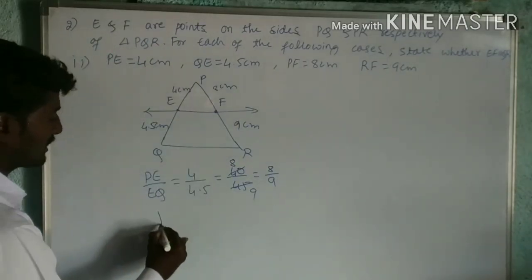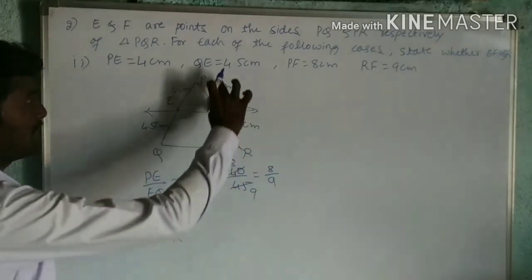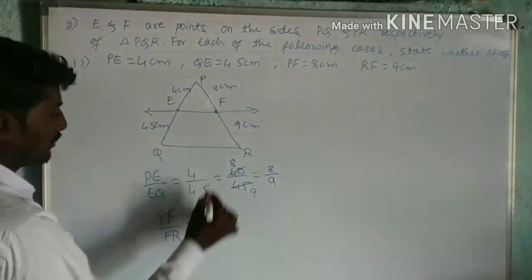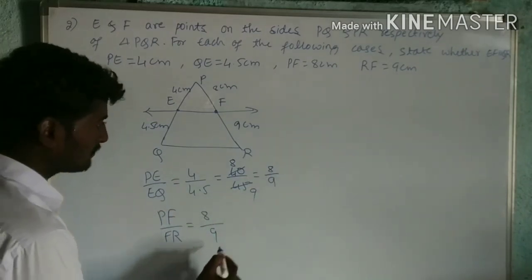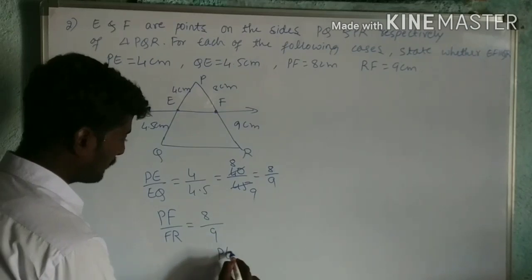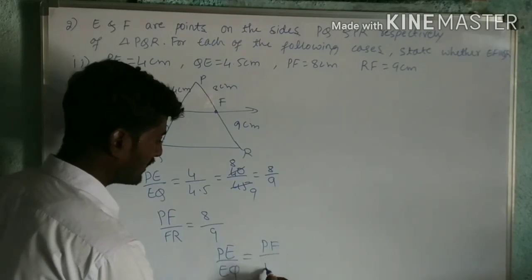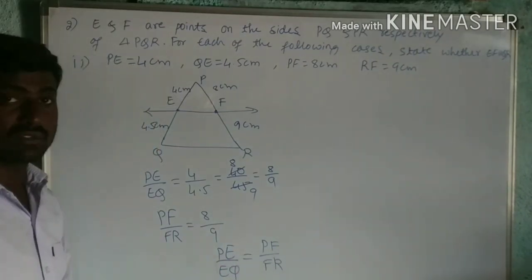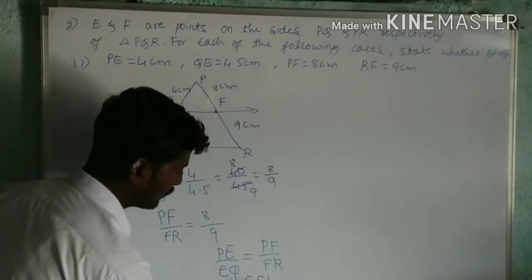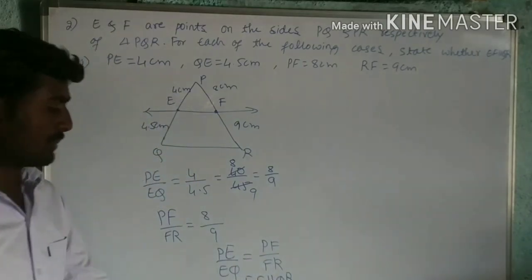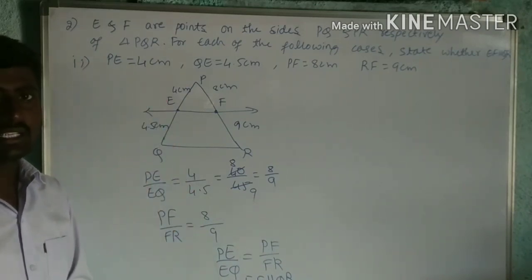Then another ratio, PF divided by FR. PF is 8 centimeter and FR is 9. So here 8 by 9, and here also 8 by 9. Therefore, PE divided by EQ is equal to PF divided by FR. These two ratios are equal. Therefore, EF is parallel to QR. Now the third one is also there. You can check it by yourself.